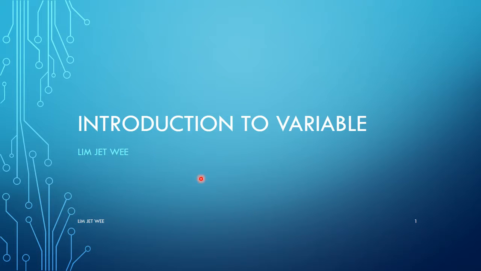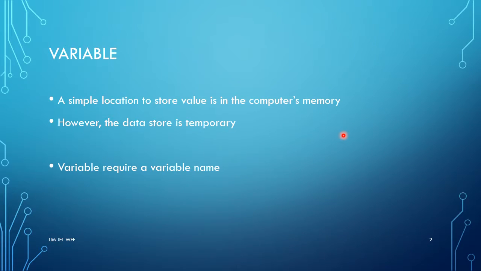Okay, we are going to go into variables to see what a variable actually is. Technically, a variable is a simple location inside the computer's memory, which is the RAM, to store a value. But because it is stored only in RAM, the data stored there is temporary, which means the moment your program finishes or exits, the data is lost.